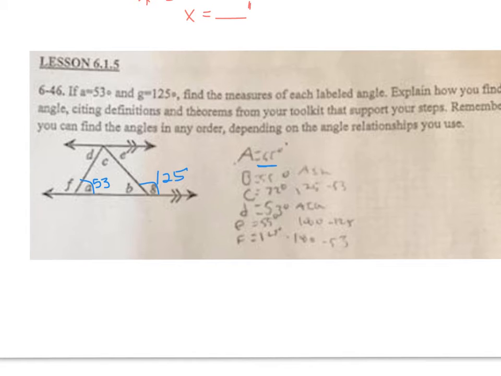B would be, if B and G together, they form a straight line, so they form a 180 degree angle. For B, you would do 180 minus 125. And that would get you 55. It's important to get B because we're going to need that for the inside of the triangle.